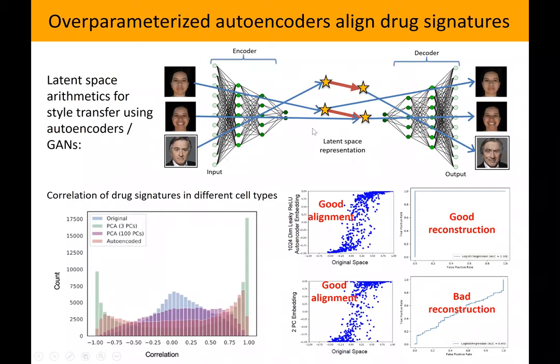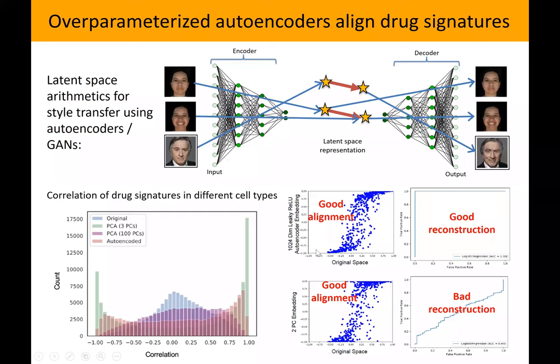If I take another cell type where I'm also adding the same drug, then in the latent space, this vector again has to be aligned. If they're not really parallel to each other, pointing in the same direction, then I can also not shift it over and hope that for a third cell type, I'm going to get the correct effect of this drug. This over-parameterization in autoencoders actually forces these different vectors to be better aligned with each other. And that's kind of what you see here.